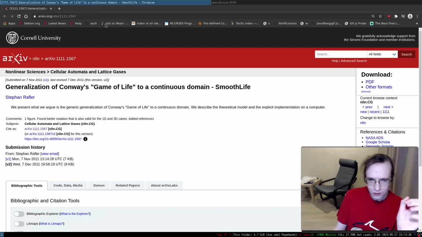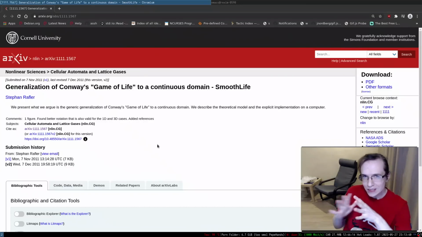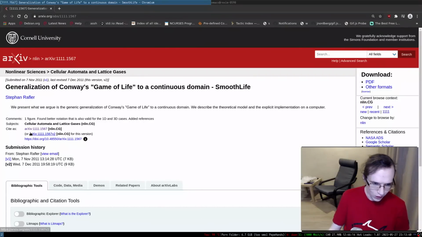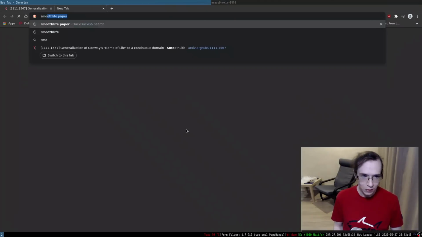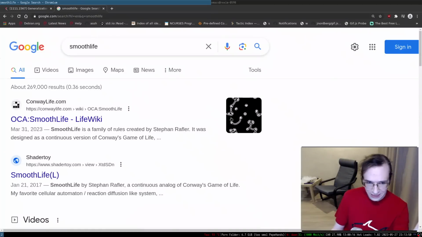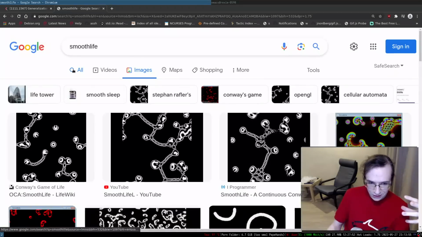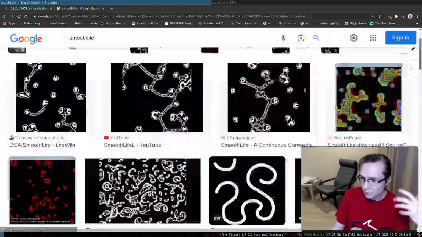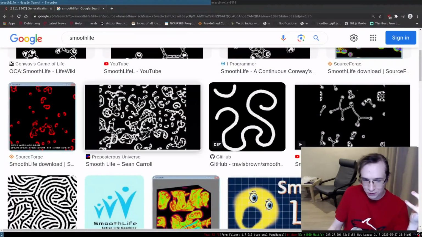Right, but this paper is about actually taking this discrete thing and generalizing it to a continuous domain, as it basically says. And it looks actually kind of spectacular, right? If you Google up smooth life, it's actually kind of cool. It's just like game of life, but very continuous, and it creates these sort of biological structures and everything. It's actually freaking spectacular.